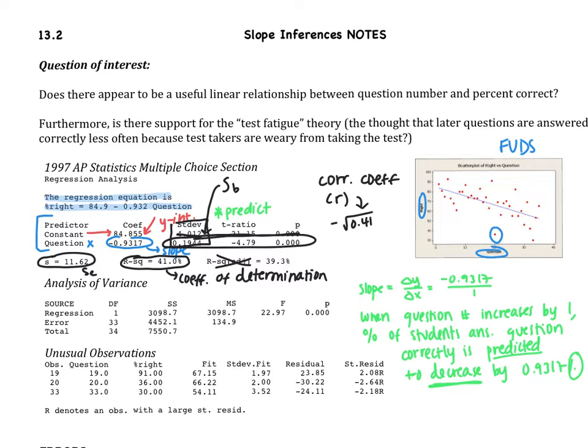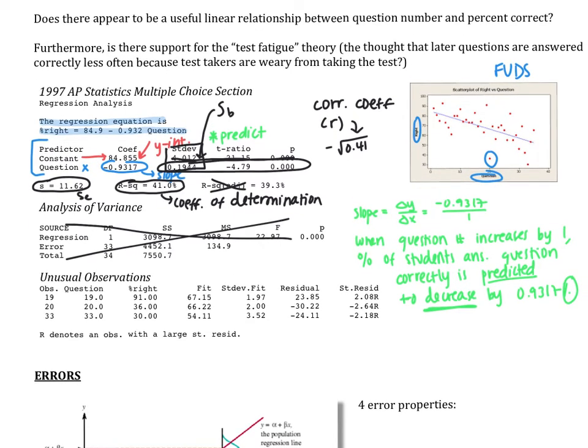Okay. A few other things. From that analysis of variance, you don't need to know that. Unusual observations, you do. It tells us that R denotes an unusual observation with a large standardized residual. So you'll see R over here.